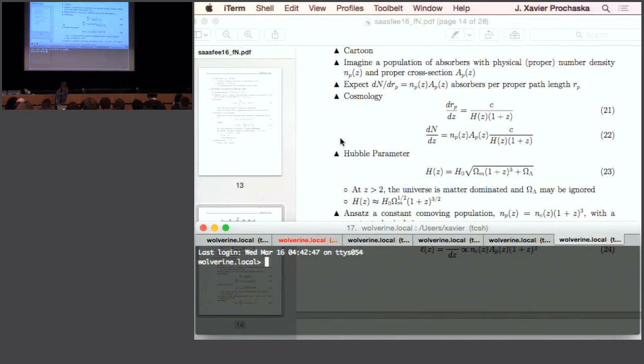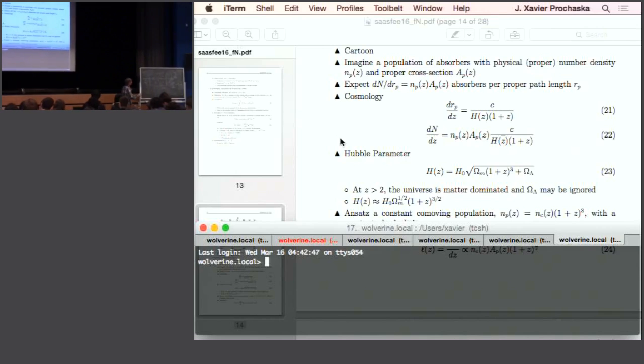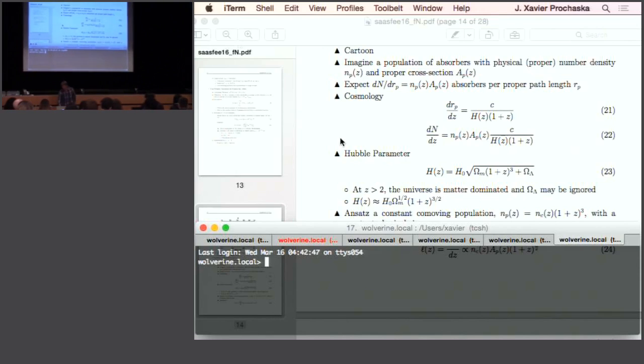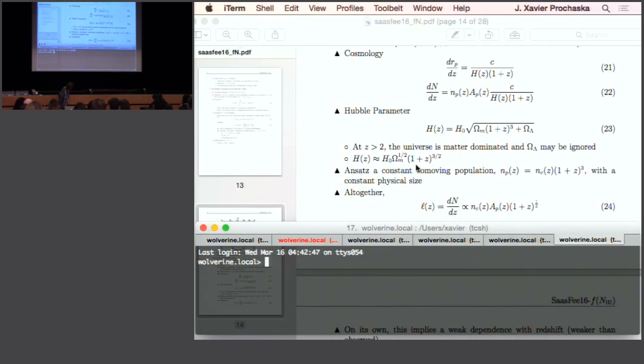Fine. And in an expanding universe, we expect the number of sources per co-moving volume to remain roughly constant, not the number of sources per physical volume. Right? So I replace the physical number density by the co-moving number density, nc. Altogether, then, you assert that dndz should be something like the co-moving number density, the physical size, and some power of 1 plus z. Here, 1 plus z to the 1/2. Okay, so we're motivated to consider dndz being proportional to 1 plus z to some power.